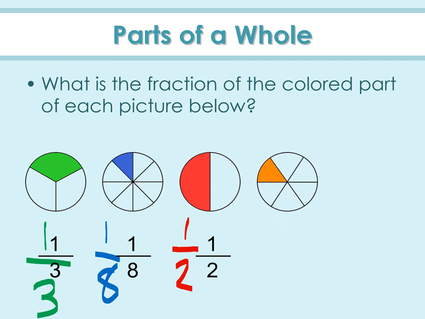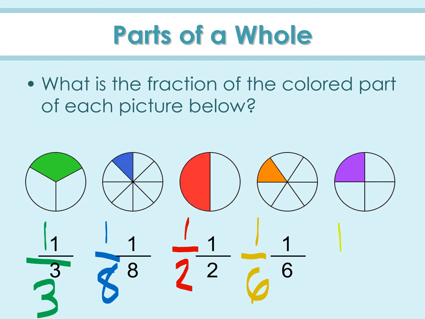What is the fraction of orange shaded in on this circle? The answer is 1/6, or 1/6. All right, last one. Write your answer down. What is the fraction of the shaded part of this circle? The answer is 1/4, or 1/4. Good job. Thanks for practicing along with me.